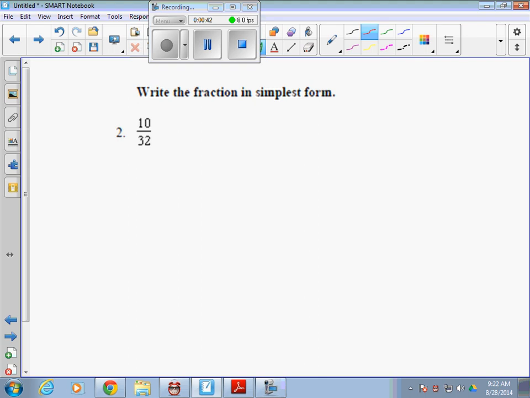Number 2 says write the fraction in simplest form. What number is the biggest number that goes into both of these numbers? Yeah, the number 2. 2 goes into 10 5 times, and it goes into 32 16 times.